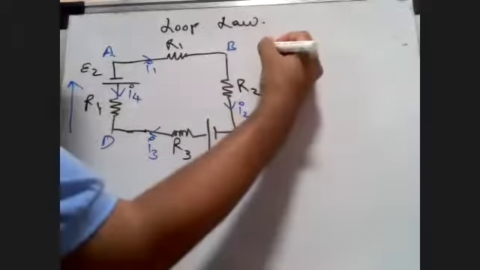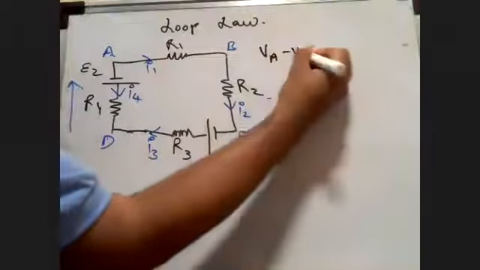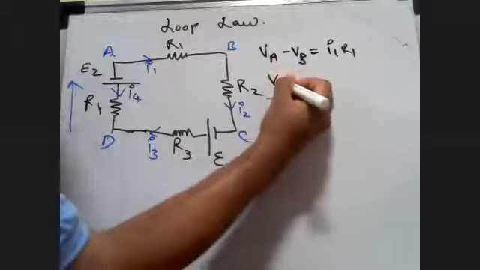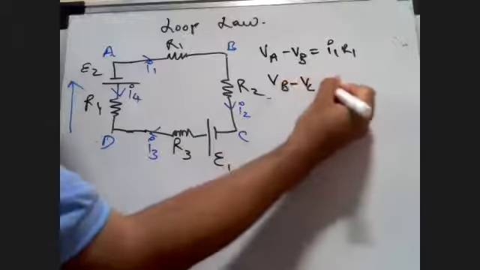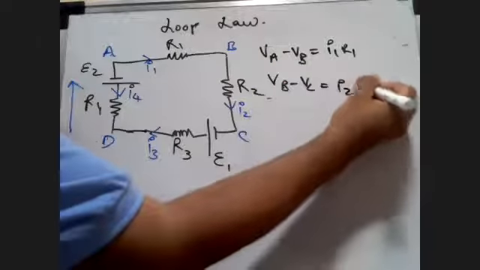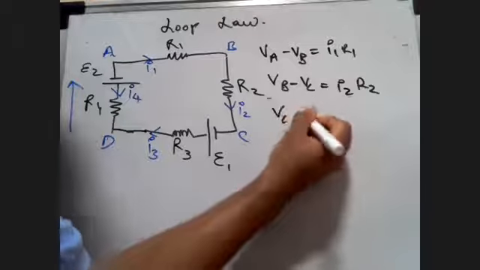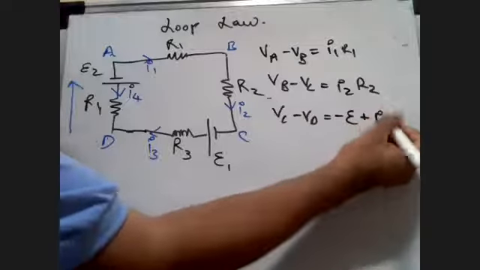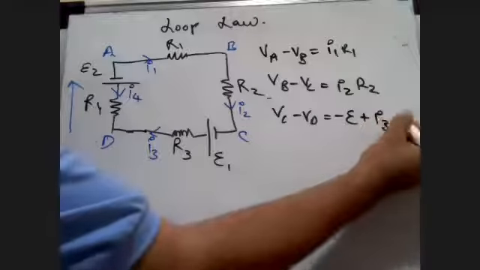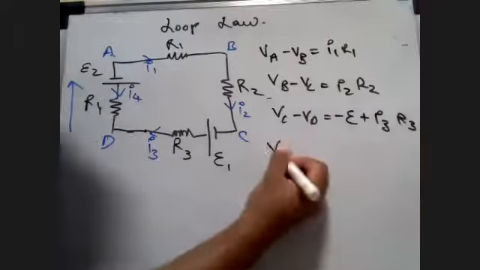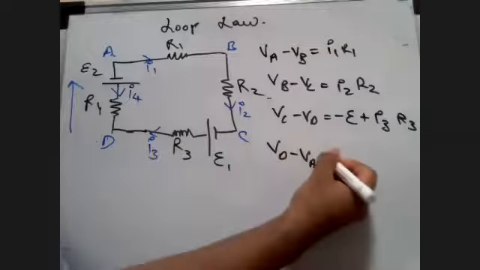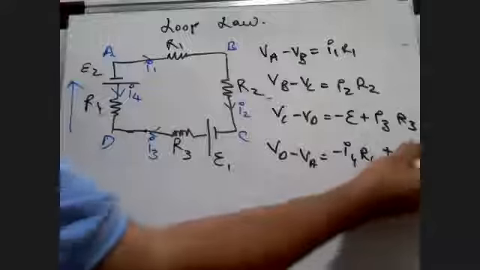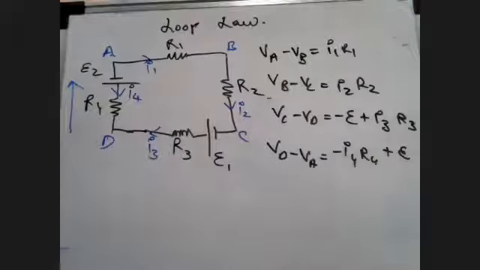So anyways, VA minus VB equals I1 R1. This was our first one. VB minus VC equals I2 R2. Second one. VC minus VD equal to minus epsilon plus I3 R3. And VD minus VA equals minus I4 R4 plus epsilon. This was what our equations are.